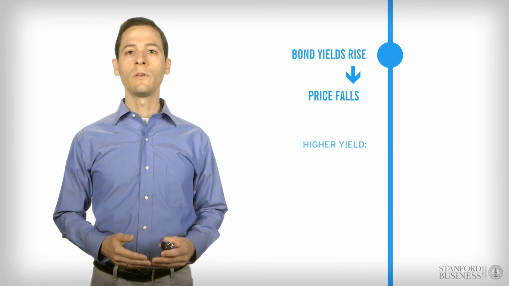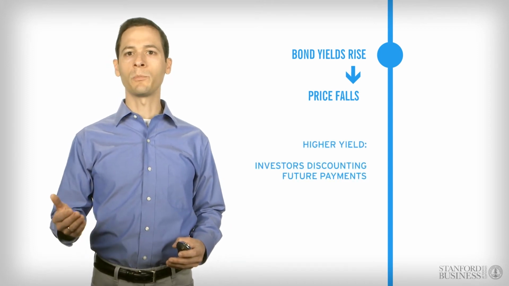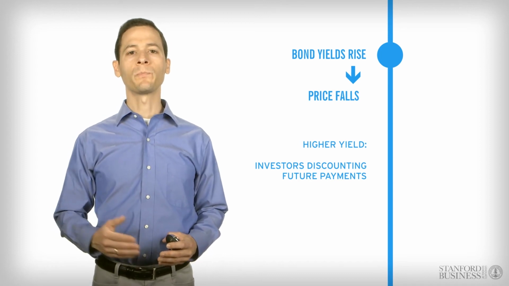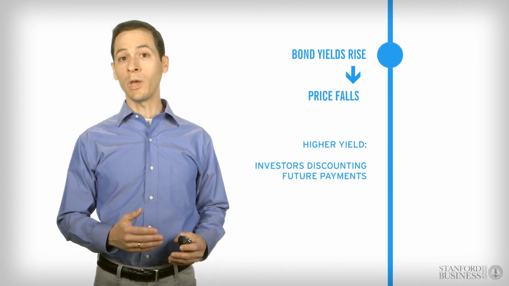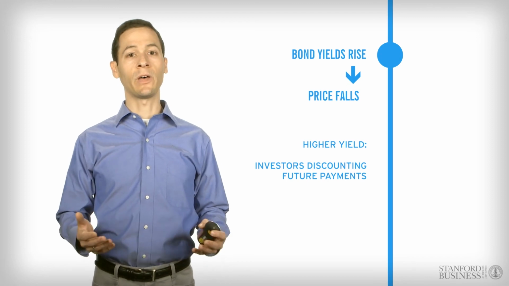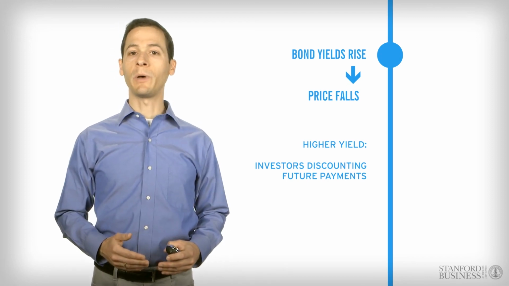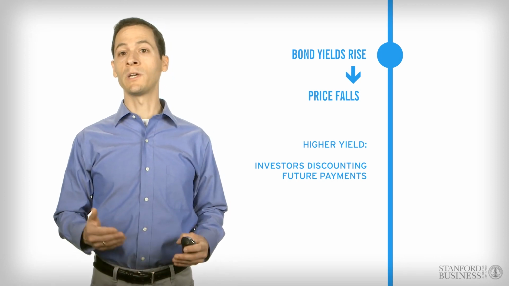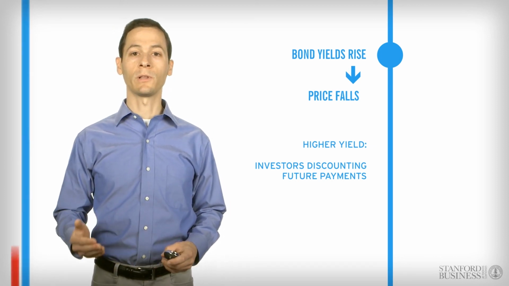The higher the yield, the more investors are discounting future payments. That means the less weight they are putting on payments out in the future. Investors prefer current payments to future payments because of the time value of money, and they're concerned about the risks of inflation, non-payment, or the ability to sell their bonds before maturity without realizing a loss.